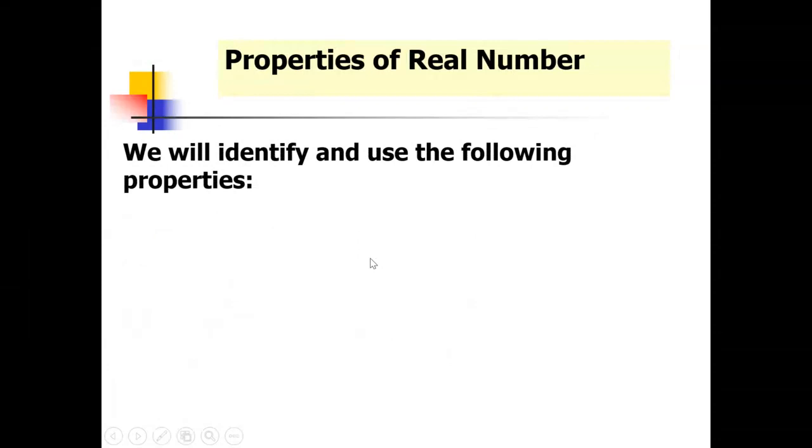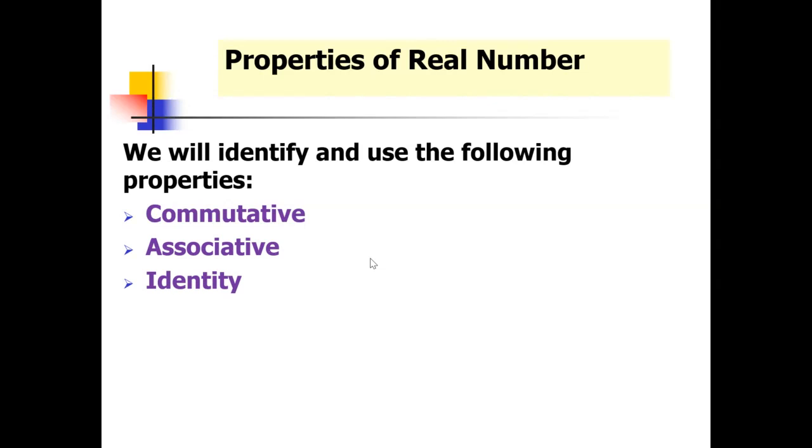Let's talk about the properties of real numbers. We will identify and use the following properties for this video. We'll go over commutative property, associative property, identity property, inverse property, and the distributive property. Let's get started.